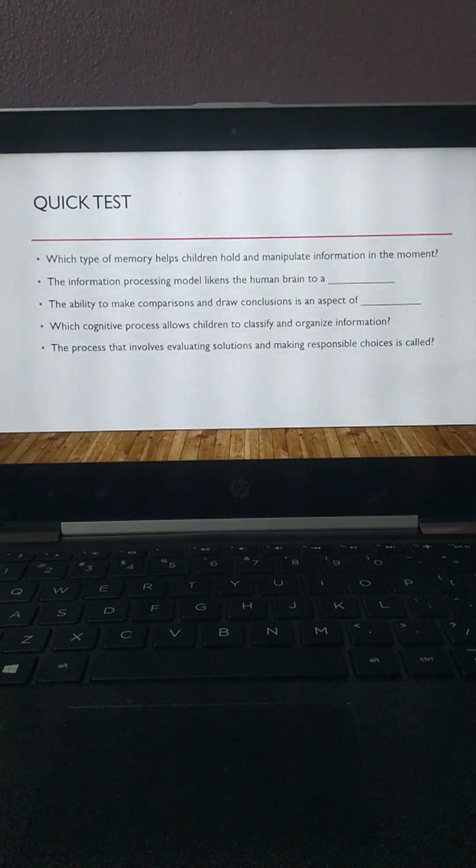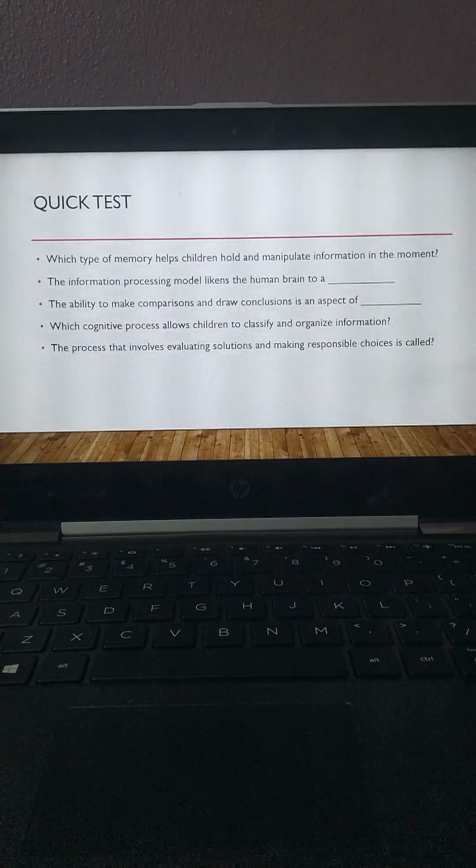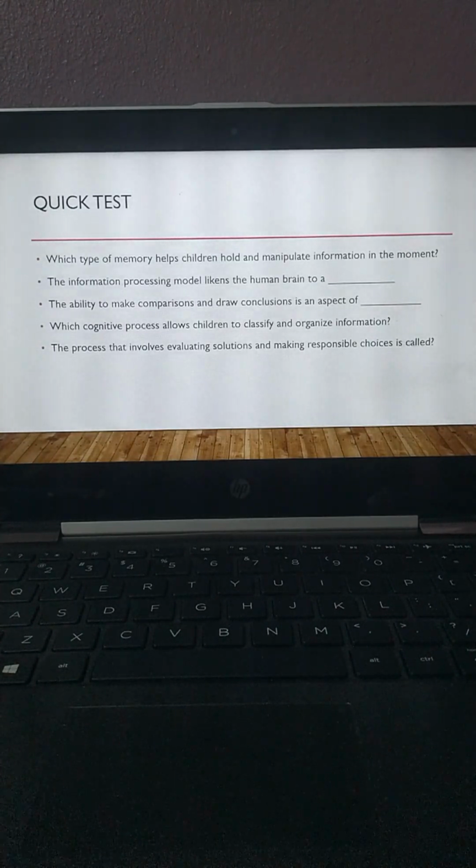The answer is computer. We learned that the information processing model posits that just as a computer can get input and give output, the brain can also get information and give out the corresponding behavior. The ability to make comparisons and draw conclusions is an aspect of reasoning. We said reasoning helps children to make comparisons and draw conclusions.